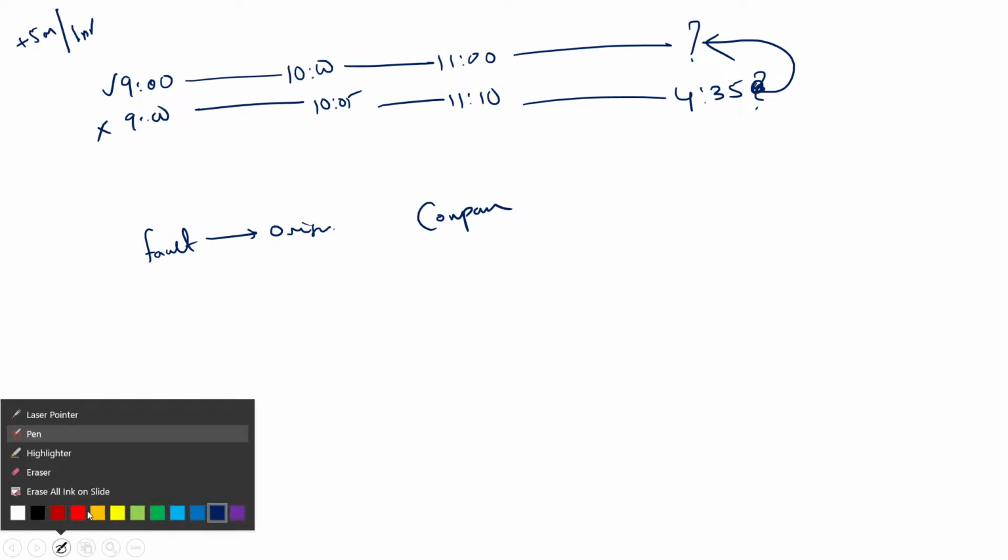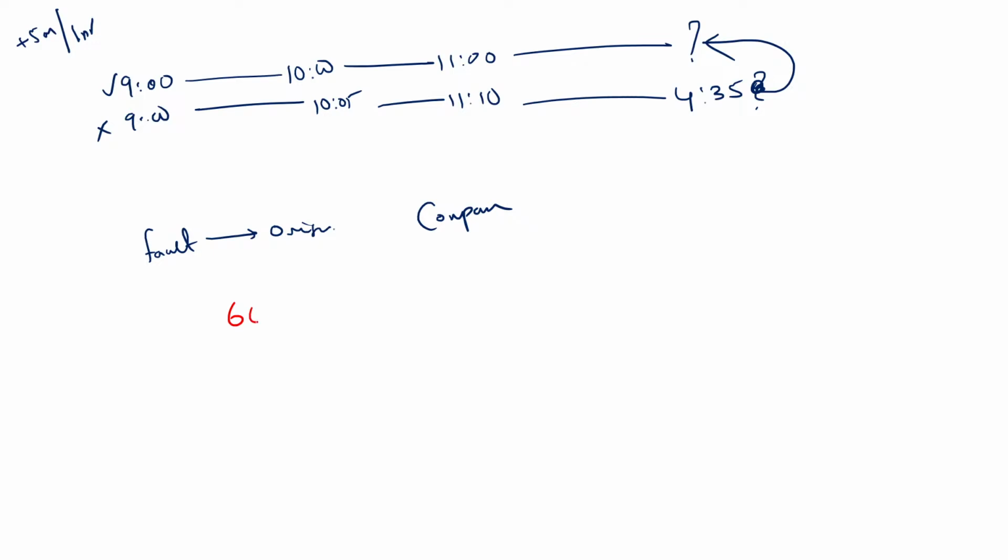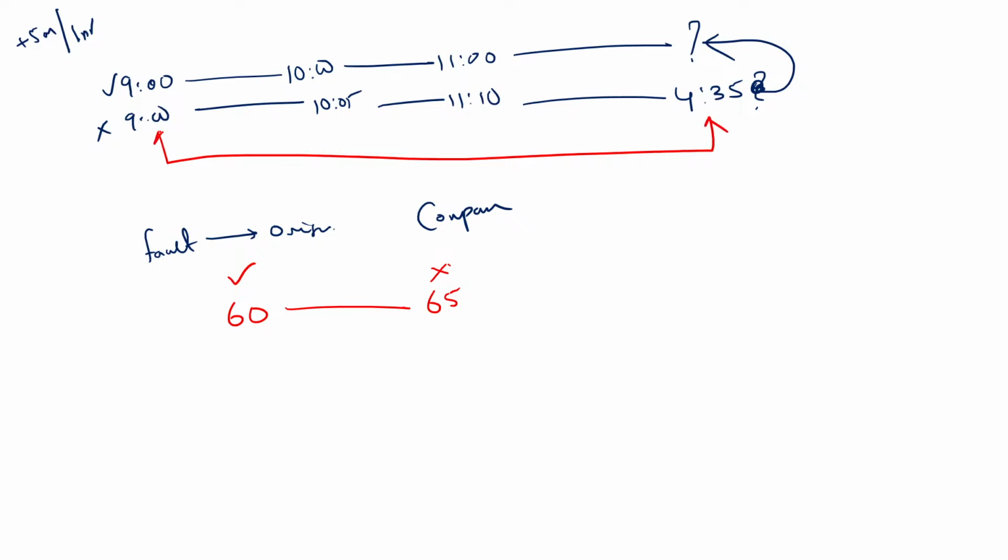So 60 minutes in the original clock is equal to 65 minutes in the faulty clock. Then find out how many minutes are there from starting to ending. From starting to ending we are having 7 hours 35 minutes. 7 hours means 420 minutes plus 35. We are having 455 minutes here.